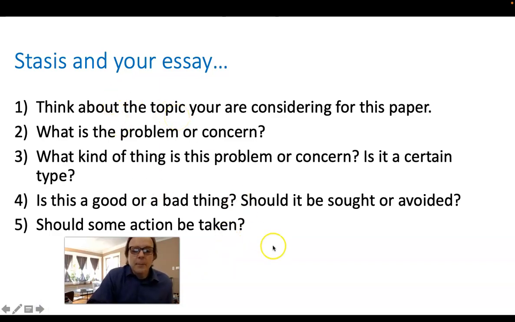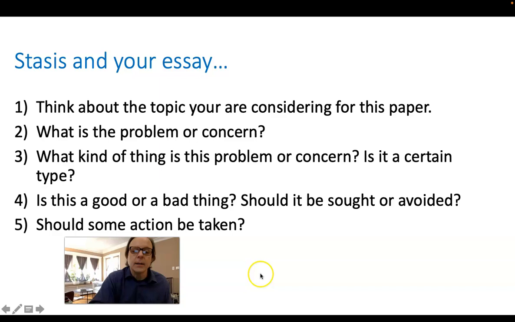So think about the topic. If you haven't already gotten into Essay 6 or done Essay 6, you can think about this with Essay 7 as well. But what topic are you considering for the paper? What's the problem or concern that makes you want to write about this? What kind of thing is this problem or concern? Is it a certain type? Does it fit in some kind of category? Is this a good or bad thing? Should it be sought or avoided? So you're arguing for something or arguing against something, and then should some action be taken? And that might be your thesis: we should, or that could be your conclusion: we should do this or that.